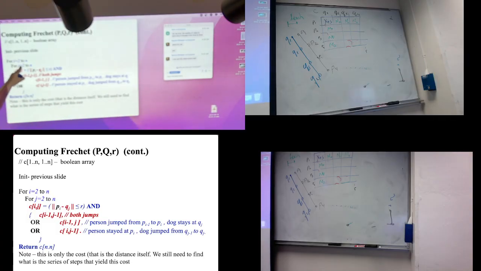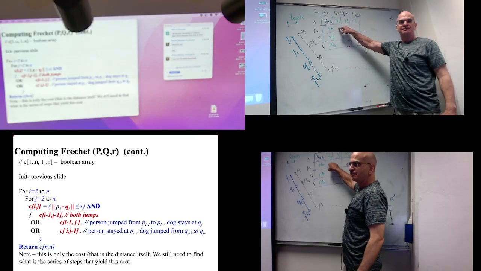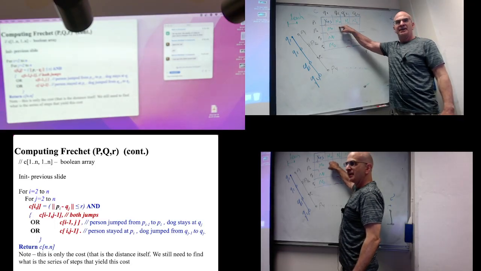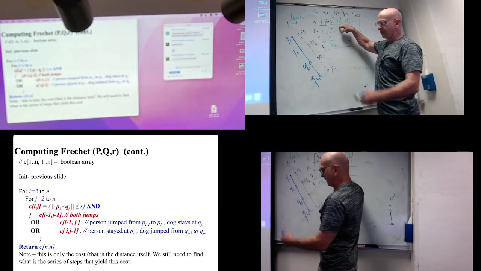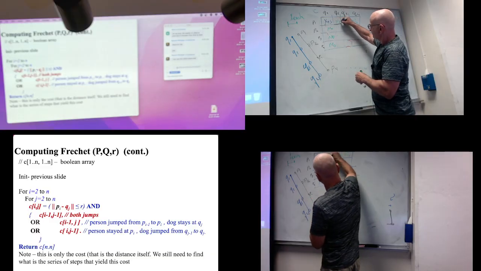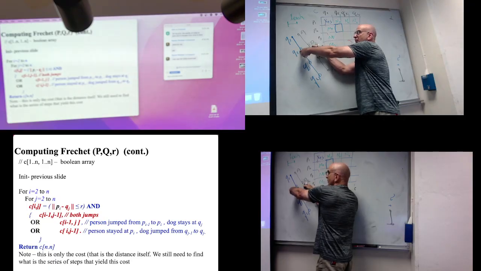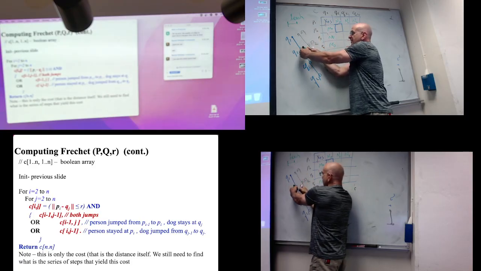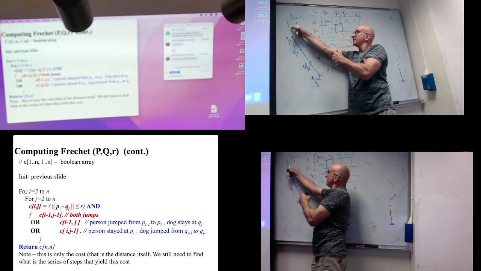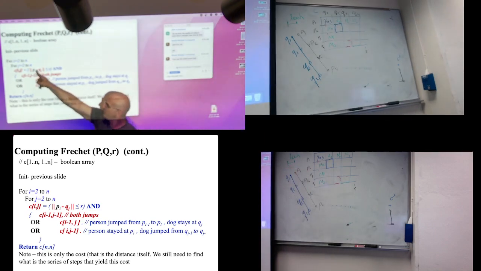And for i going from 2 to n, what's going to happen? What do I write in C22? Let's check C22, to know what I'm writing in this cell. First, I'm checking the distance between P2 and Q2. Comparing to this distance, if I draw it correctly, this distance is smaller than this length of the leash. So this condition is checked.